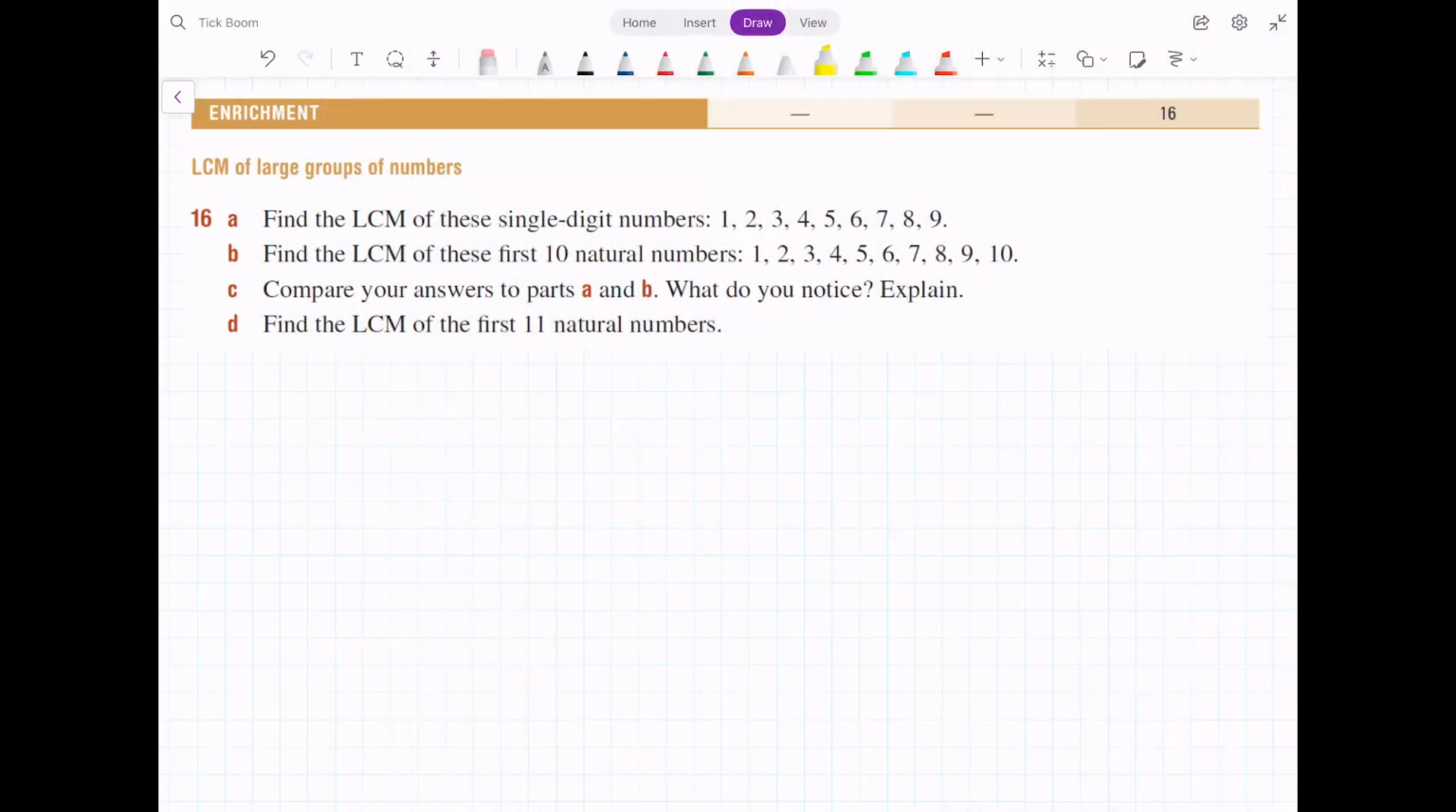Hello Year 7, today we're working through question 16 of exercise 4b of the textbook, which is about the LCM or lowest common multiple of large groups of numbers. So the question has four parts, A, B, C and D.